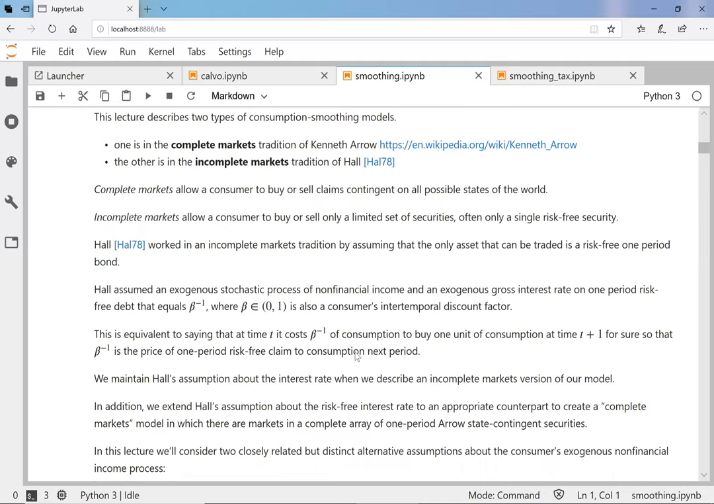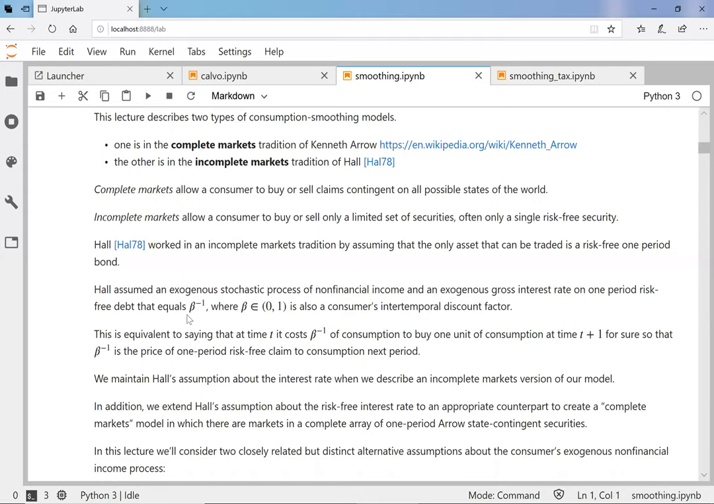So here's the deal. Hall assumed an exogenous stochastic process of non-financial income. So there's going to be some labor income or non-financial income that's just going to be exogenous. It's going to be a single consumer. And then he's going to assume there's an exogenous gross interest rate on one period risk-free debt. So the only thing that this consumer is going to want is to smooth consumption across time and states, but the only way he can do it, income is non-storable. The only way he can smooth is to buy or sell a one-period risk-free bond, just like in Bewley models. This is a precursor to a Bewley model, if you will.